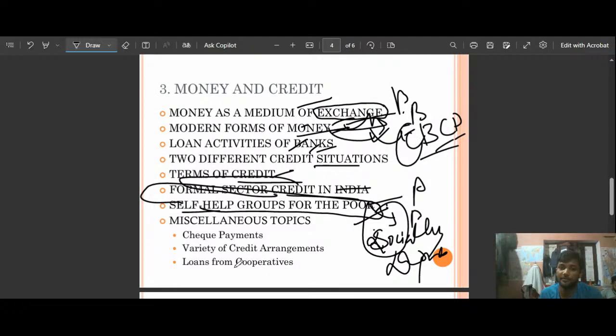Miscellaneous topics. Here we are also going to see some miscellaneous topics like check payment, variation of credit agreements, loans from corporates, cooperatives.